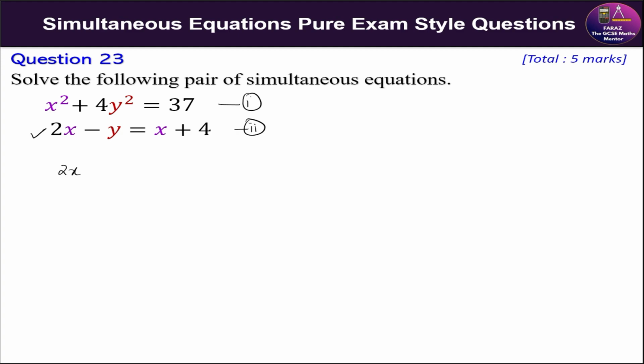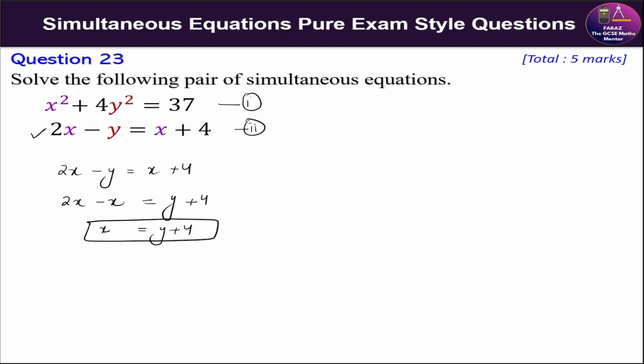If we rewrite that again, and bring this x to the left side, it will look like this: 2x minus x, and shift this negative y to the right-hand side, so it becomes positive y, plus 4 is already there. So 2x minus x is x equals y plus 4. Now this x is the subject of the equation, and it is coming from equation number 2. Now you have to substitute this x equals y plus 4, which is equation number 3, in equation number 1.